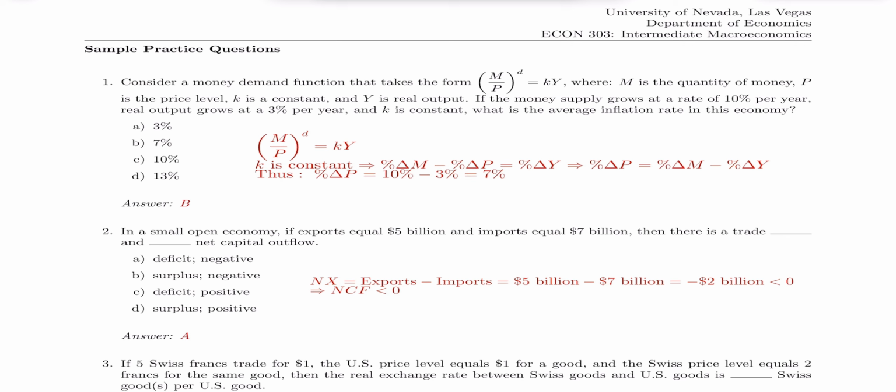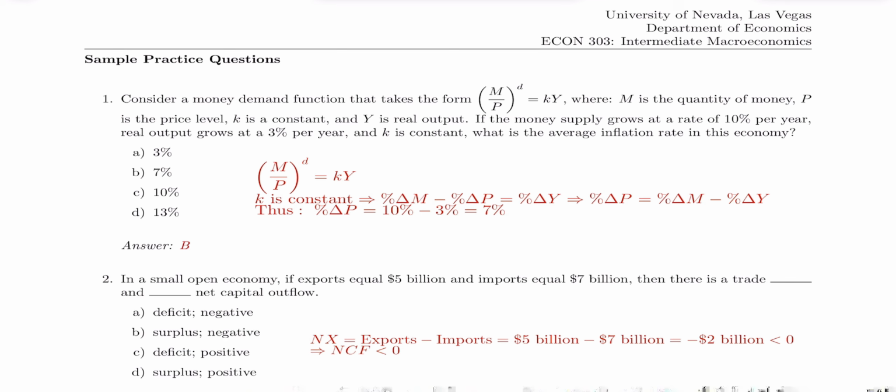Question number 2. This one is about trade balance and net capital outflow. Exports are $5 billion and imports are $7 billion. So NX equals negative $2 billion. Since NX equals net capital outflow, it is also negative. That means the economy has a trade deficit and negative net capital outflow. The correct answer is A, trade deficit and negative net capital outflow.